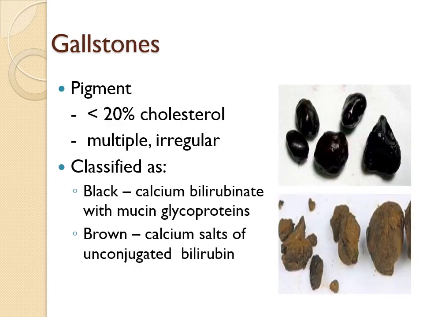On the other hand, pigment gallstones have less than 20% cholesterol. They can be multiple also or irregular in size. They are classified as black or brown pigment stones. Black pigment stones are comprised mainly of calcium bilirubinate with mucin glycoproteins, while brown pigment stones are more of calcium salts of unconjugated bilirubin.